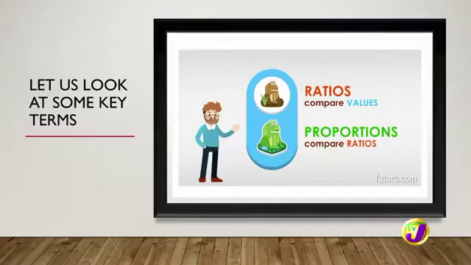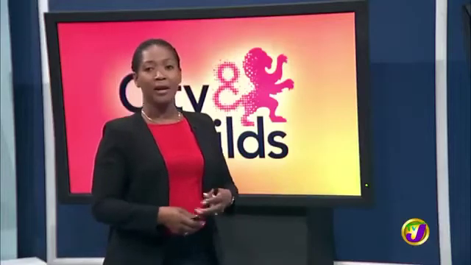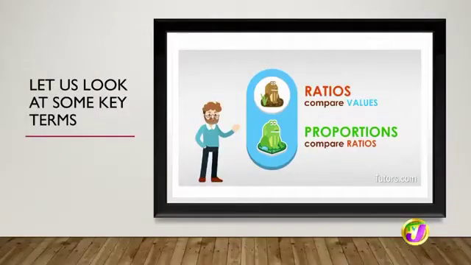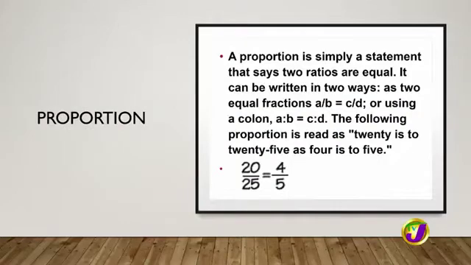Before we get into the whole lesson content today, we have a few things that we just want to make sure you are fully aware of. What is a ratio? Ratios pretty much compare values. Proportions compare ratios. A proportion is simply a statement that says two ratios are equal. It can be written in two ways, as equal fractions, so we have A over B equals C over D, or using a colon, so we have A to B is equal to C to D. The following proportion is read as 20 is to 25, as 4 is to 5.